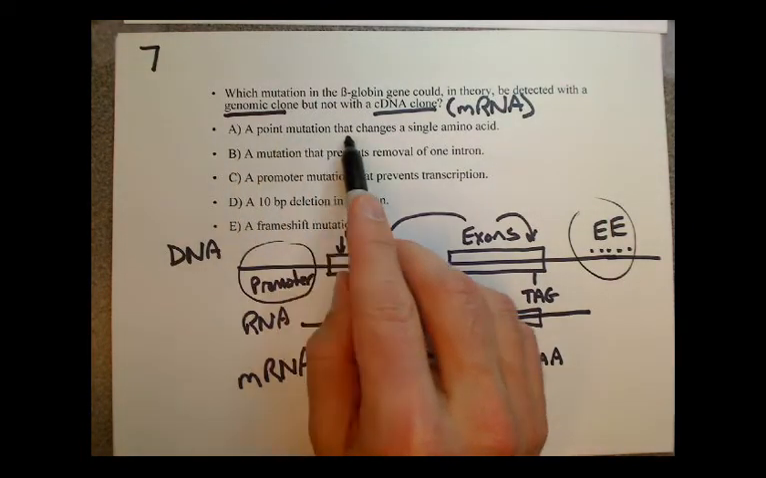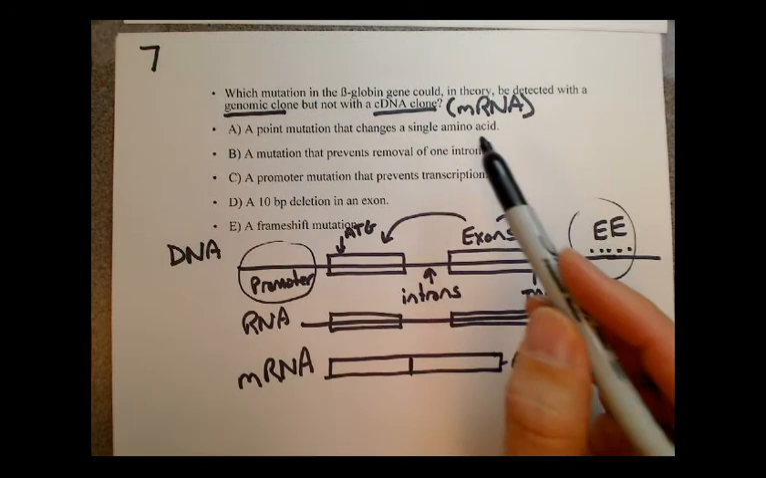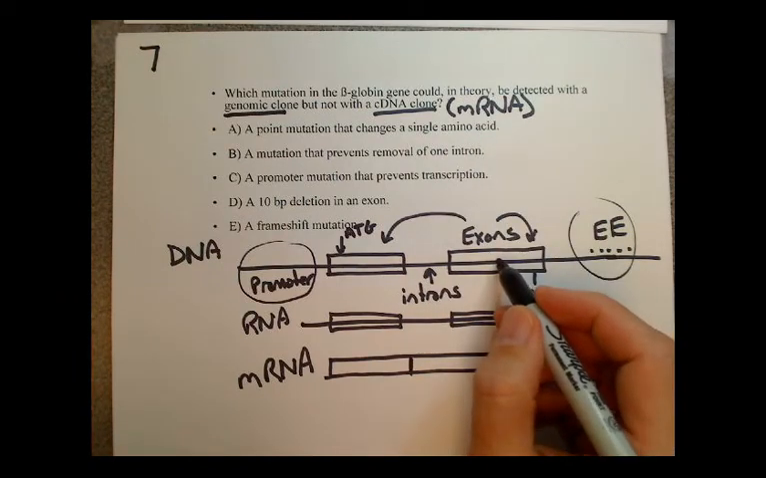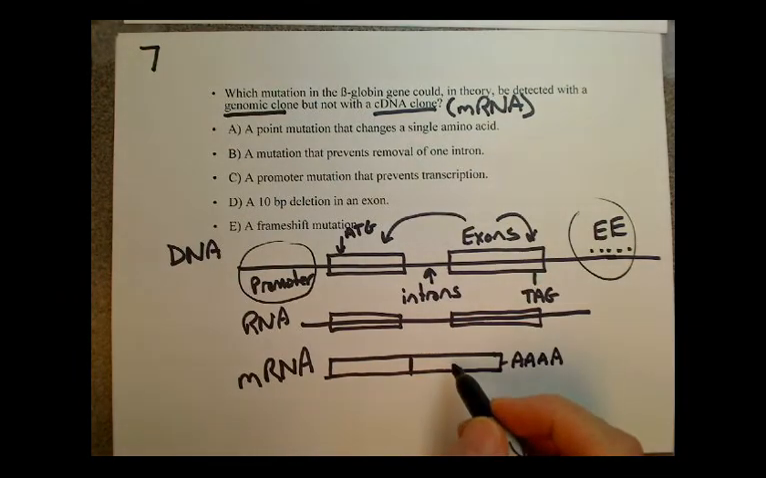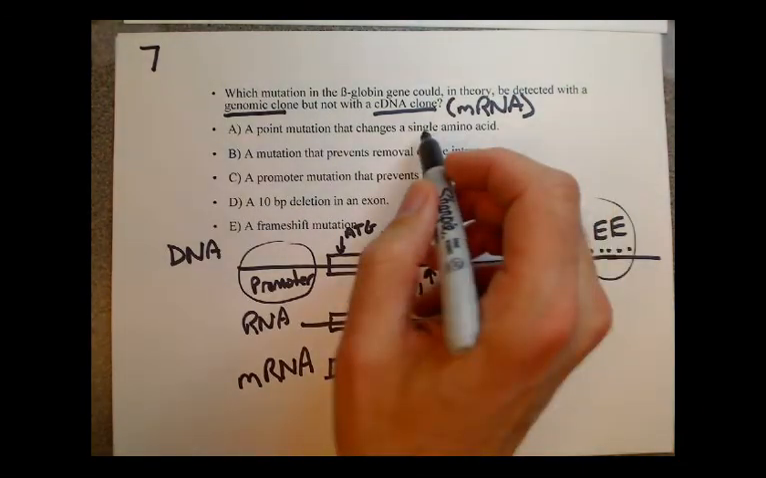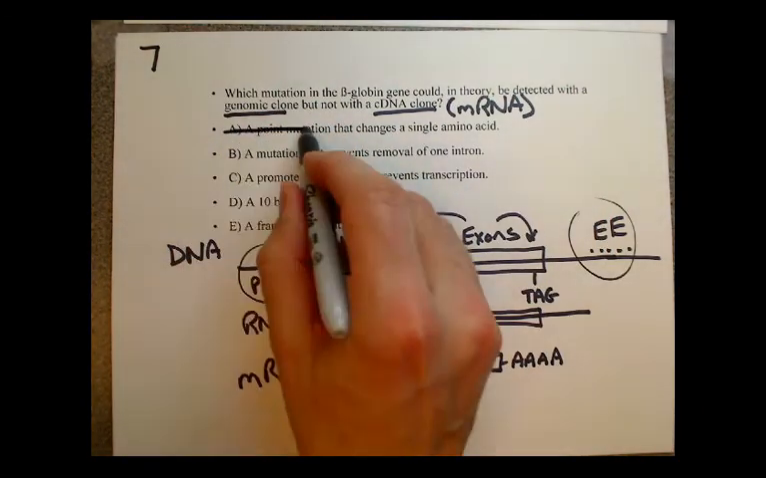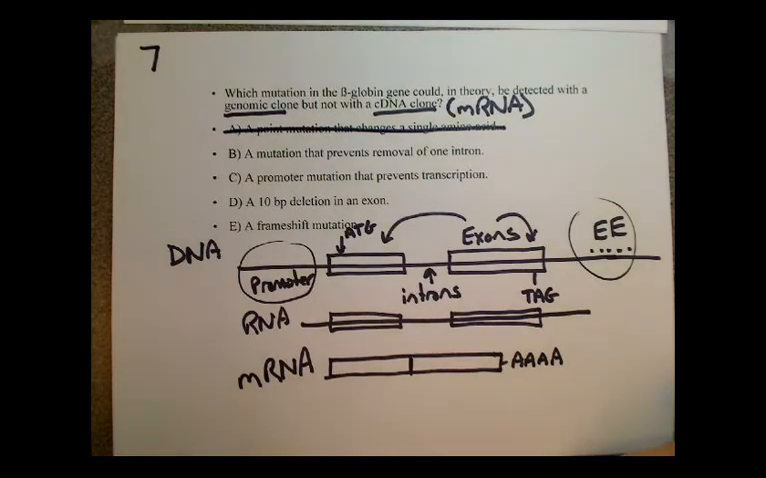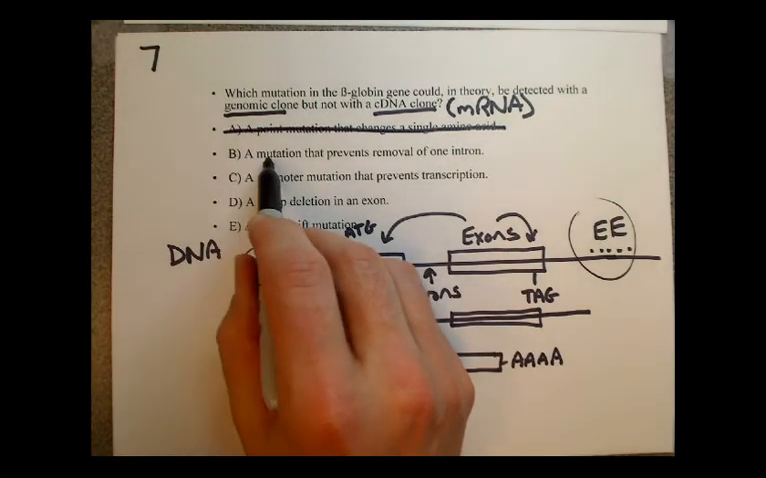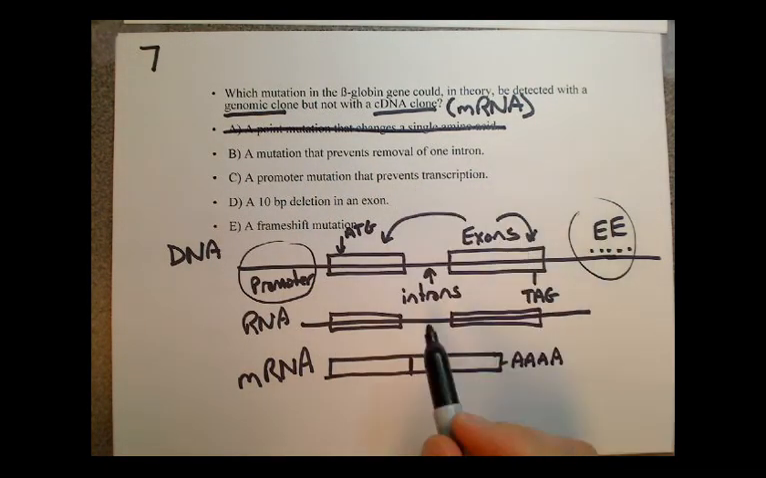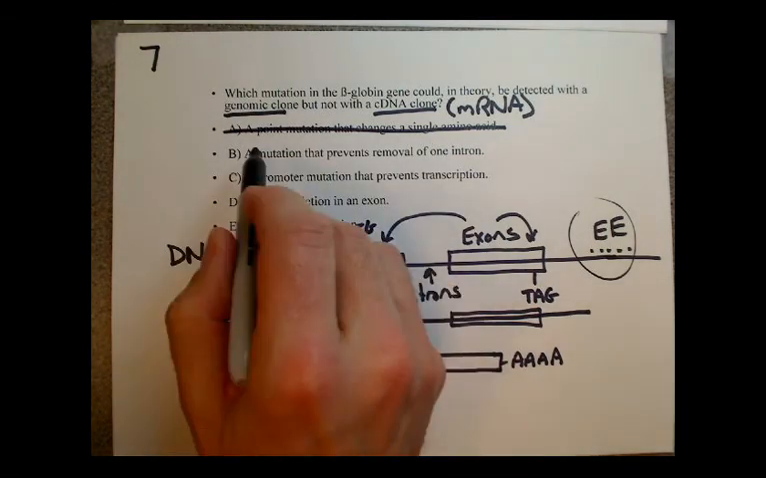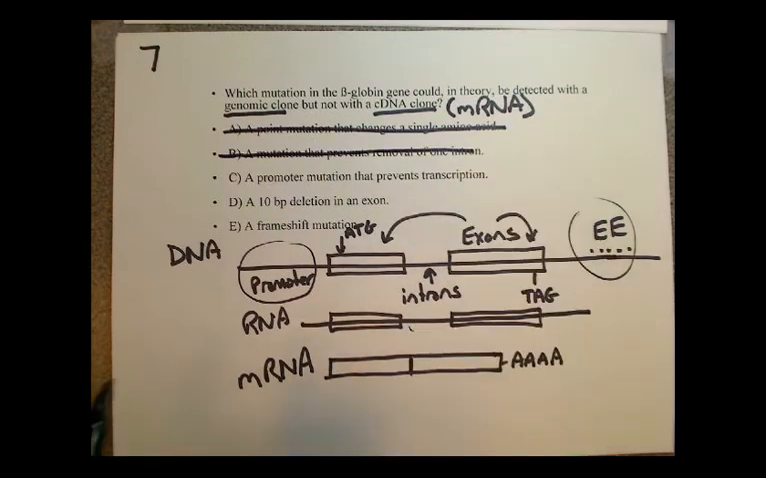A point mutation that changes a single amino acid, that's something that would occur in an exon, in a coding region, which would be in the messenger RNA. So we would be able to see that with a genomic clone or a cDNA clone. A mutation that prevents removal of an intron, well, if you prevent removal of an intron, then it would still be present in the messenger RNA, so that would be fairly obvious.